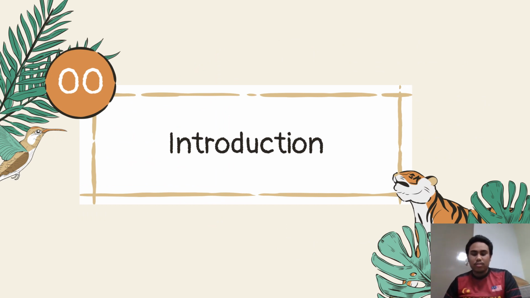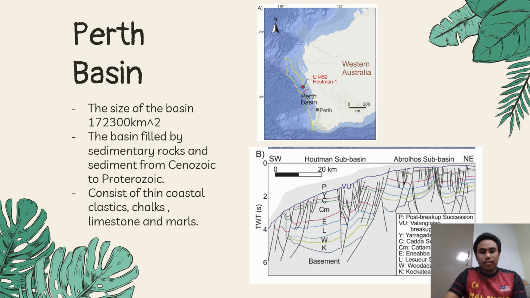Okay, first of all, the introduction. The first basin is the Perth Basin, and the size of the basin is 172,300 square kilometers. The basin was developed by multiple episodes of rifting and drifting of the Greater India, Antarctic, and Australian plates since the late Paleozoic, and it is filled with sediment and sedimentary rock from the Cenozoic and Proterozoic.